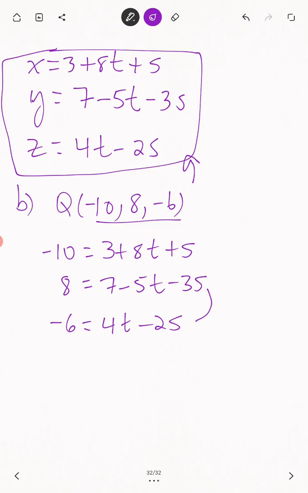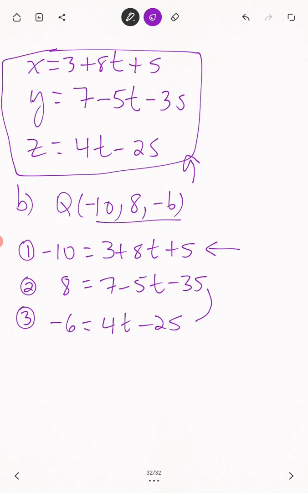Let's use equations 2 and 3 to solve for s and t, the unknowns. But the trick here is that those parameters s and t must also satisfy equation 1. If they don't, then they don't work for all 3 equations, and therefore that point is not in the plane. So let's see what happens when we try and solve equations 2 and 3. And we could have chosen any 2 of the equations, it doesn't matter.